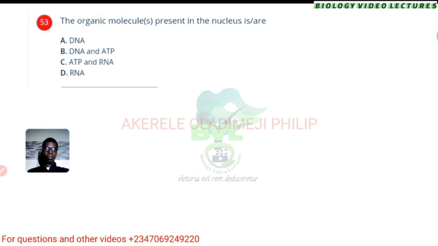The answer is DNA. ATP is not in the nucleus. Let's even assume we can say mRNA in the nucleus, which is actually formed from DNA during transcription. This ATP made option C incorrect. And RNA cannot just be in the nucleus by itself if there's no DNA there. So, because RNA is formed from DNA, especially the mRNA, the answer there is A, DNA.